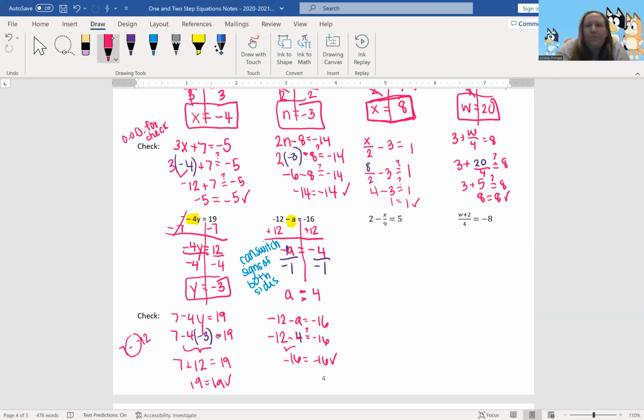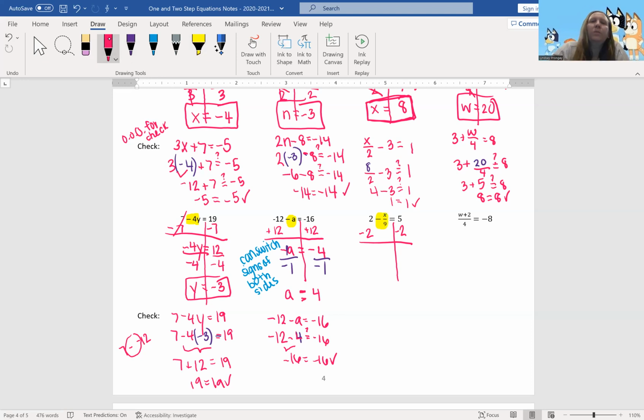Two more. We got this. Okay. Here, we have to get rid of that 2 and that 9. We're going to start by getting rid of the constant, so subtract 2. But once again, be careful to highlight, not scribble. We have a minus x over 9.